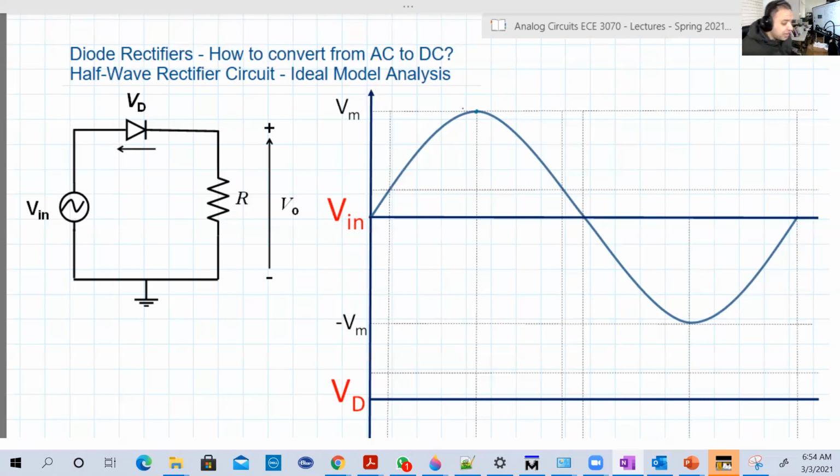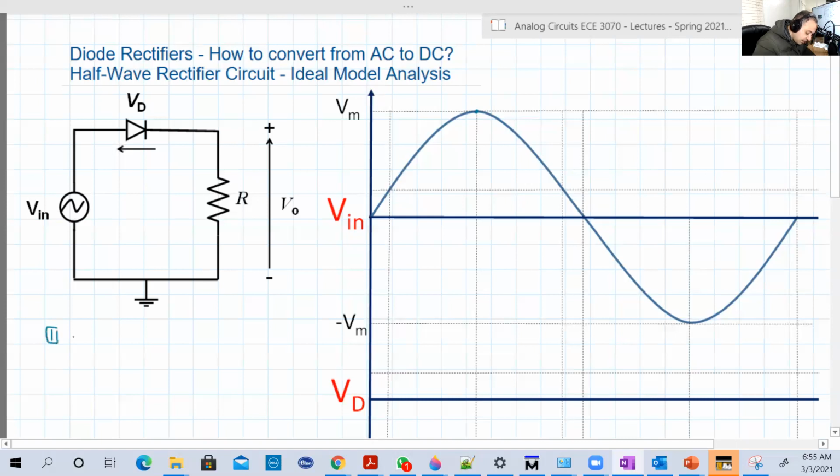So the ideal voltage model again is very simple. The diode just needs 0 volts from the input to conduct. Okay, so whenever you see the diode is in forward bias, then it's on, and whenever you see the diode in reverse bias, then it's off.